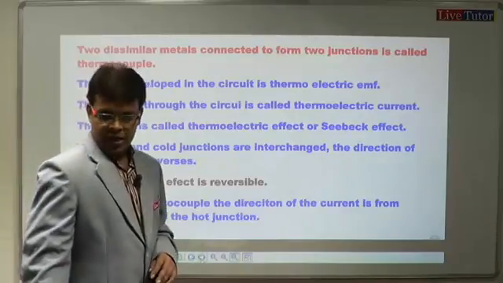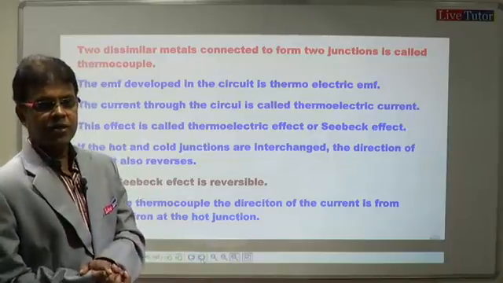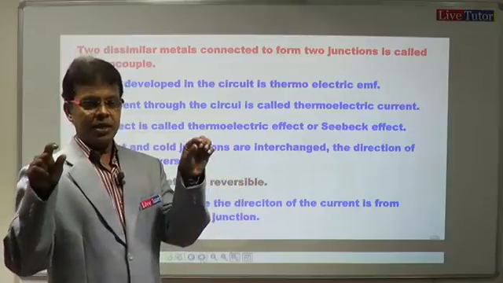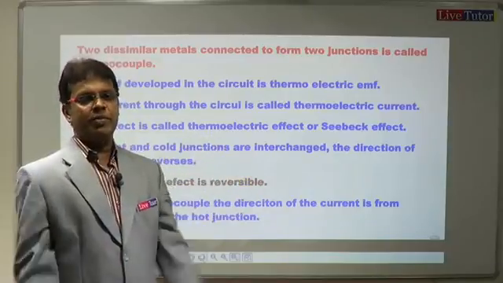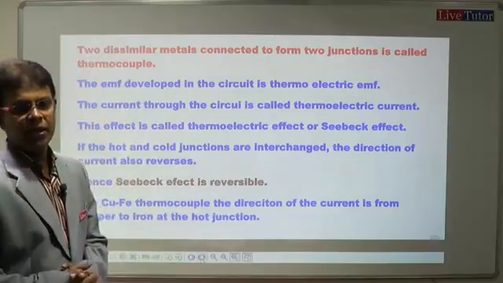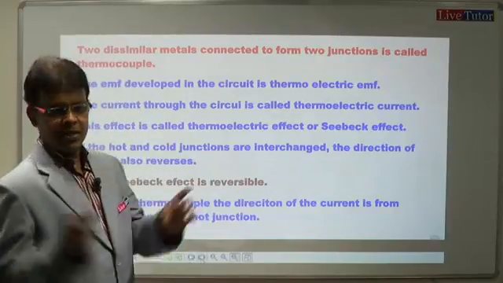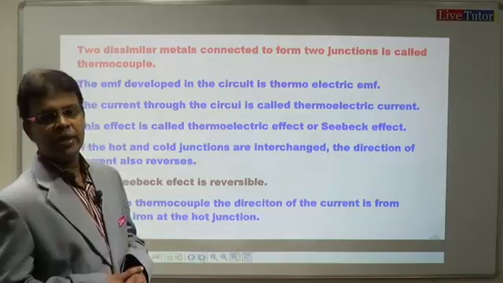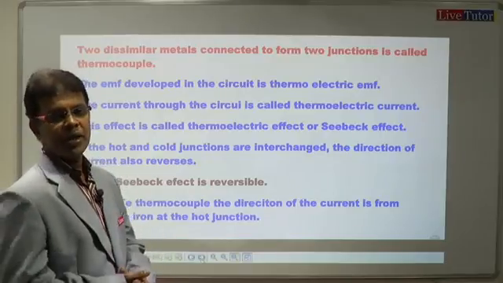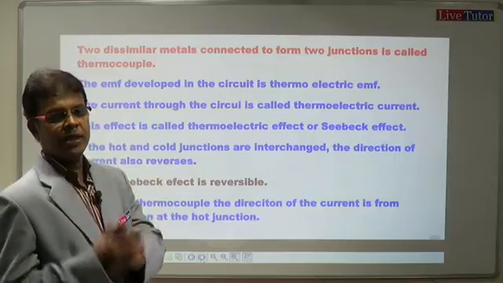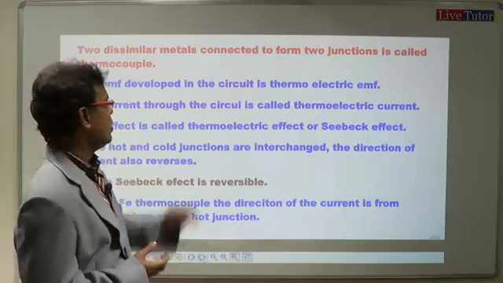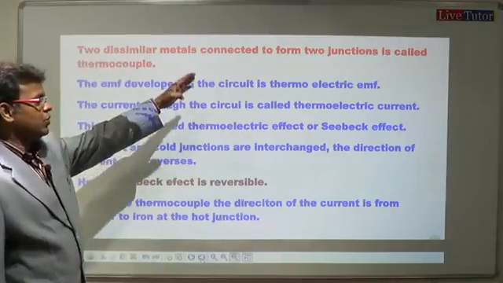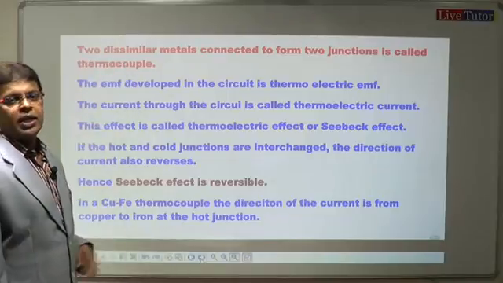Now here we are using two dissimilar metals, isn't it? So since we are using two dissimilar metals, they are connecting to form two junctions, isn't it? இந்த மாதிரி ரெண்டு junction form பண்ற மாதிரி ரெண்டு metals, two different metals connect பண்ணா, that is called a thermocouple. Because thermo here indicates the two different temperatures. Couple is nothing but two, because it is mentioning that two different metals are used. So what is a thermocouple அப்படினா என்ன பண்ணோம், we have to say two dissimilar metals connected to form two junctions is called a thermocouple அப்படினு சொல்றோம். So I will repeat, two dissimilar metals connected to form two junctions is called a thermocouple.